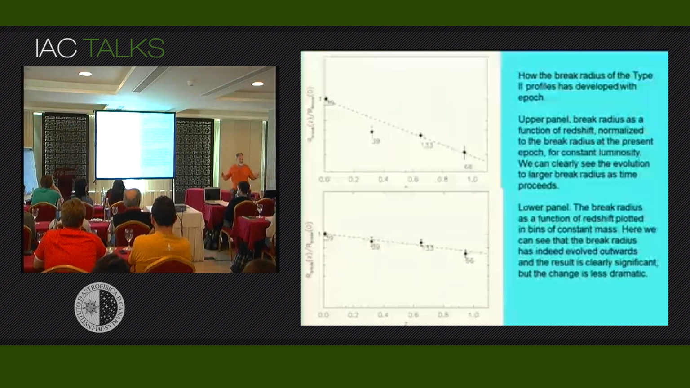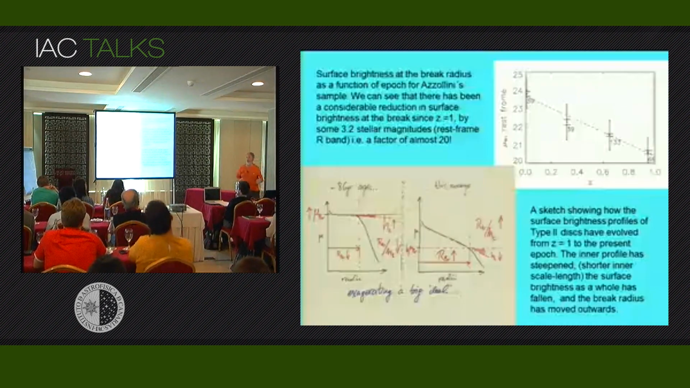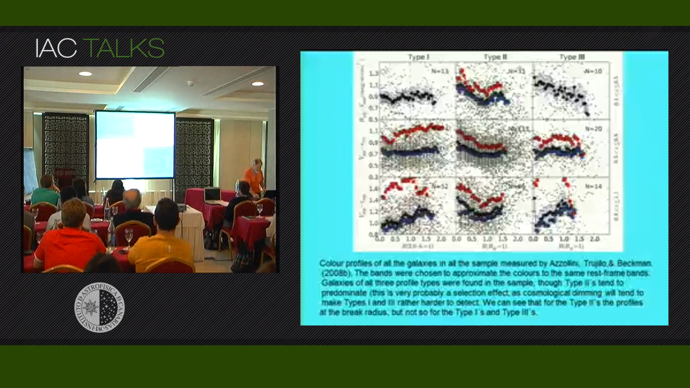And what he showed was that the break radius was small. That is to say, the radius at which this change takes place in the profile was shorter, nearer the galactic center, at a redshift of 1 than today, and in fact has developed, as you can see from the epigraph, almost linearly. If you plot it in bins of constant mass, then the trend is smaller numerically, but it's still a very clear trend. So this is, again, an interesting look at development processes in disks.